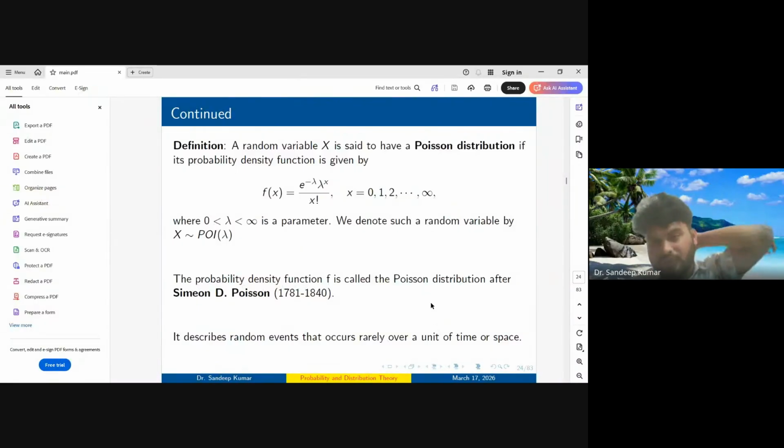And the Poisson distribution, basically Simeon Denis Poisson, 1781 to 1840.